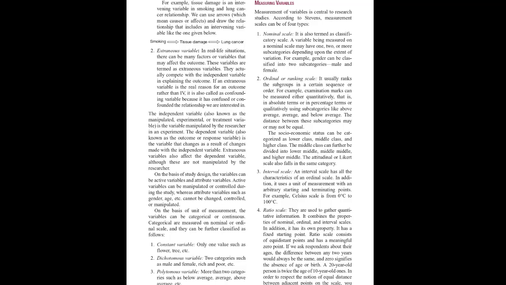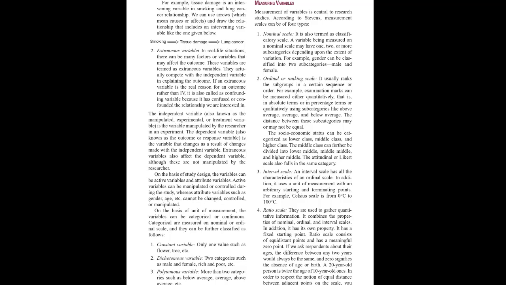2. Extraneous variable. In real-life situations, there can be many factors or variables that affect the independent variable in explaining the outcome. If an extraneous variable is the real reason for an outcome rather than the IV, it is also called a confounding variable because it has confused or confounded the relationship we are interested in.